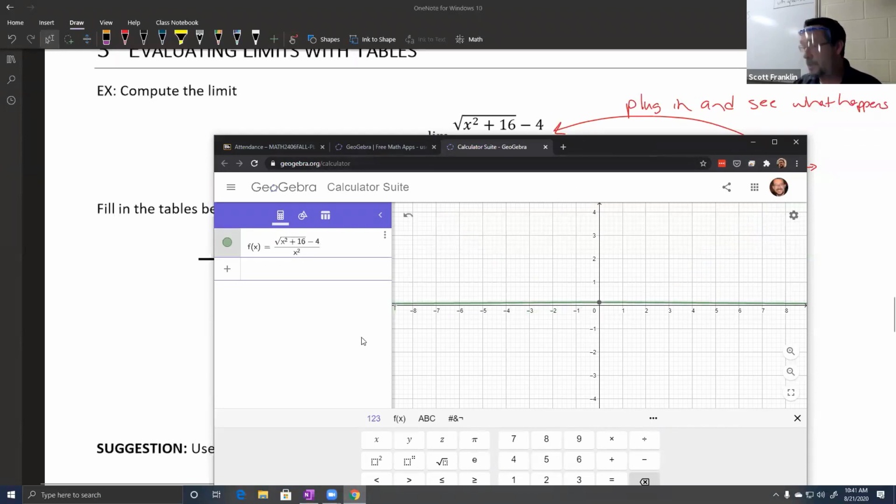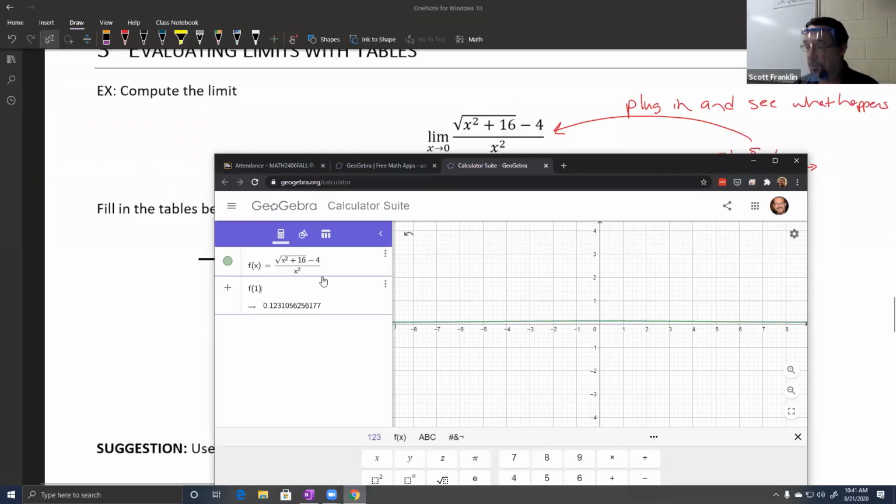So now, I don't care what the graph looks like. What I care about is what happens when I plug in 1. That function formula looks exactly like what I have in my notes. So I can now plug in f of 1. If I stick in 1 here and do 1 squared plus 16, it gives me 17. Square root of 17 minus 4 divided by 1 squared, that gives me this number, 0.1231056. That's the output that I get.